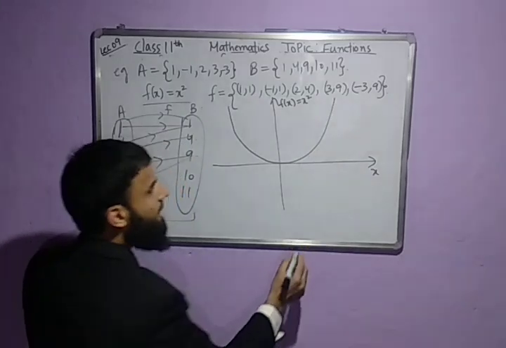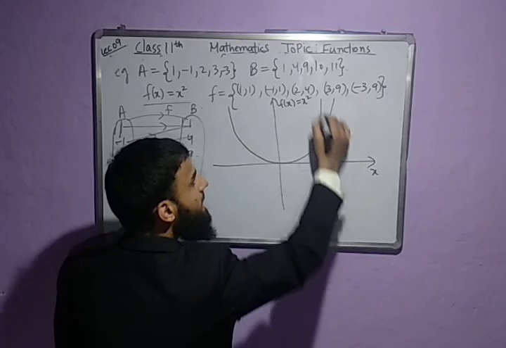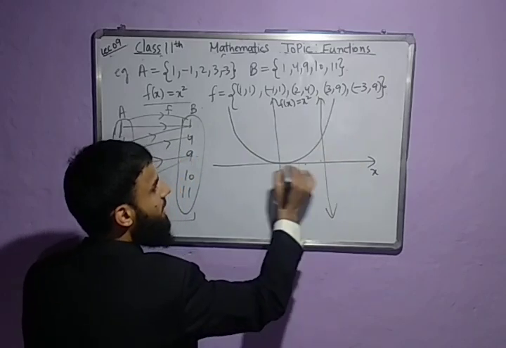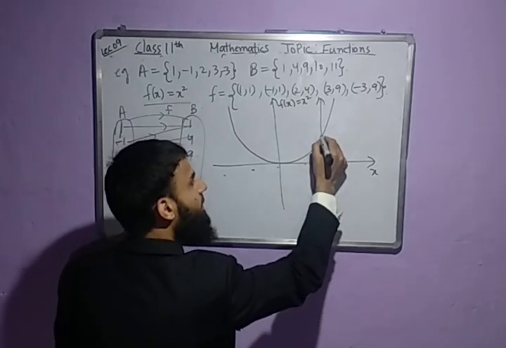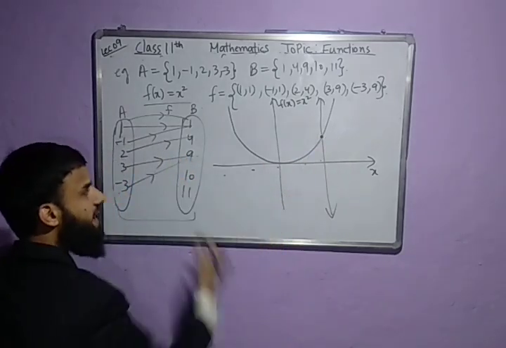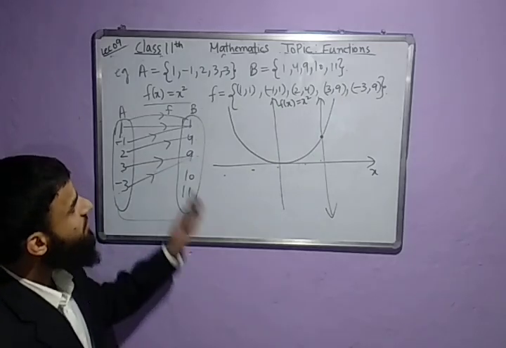Okay, and if I draw a line parallel to the y-axis at any point, let's suppose here, it intersects the graph at only one point. Hence, it satisfies the condition for being a function. Okay, so this is all about that.